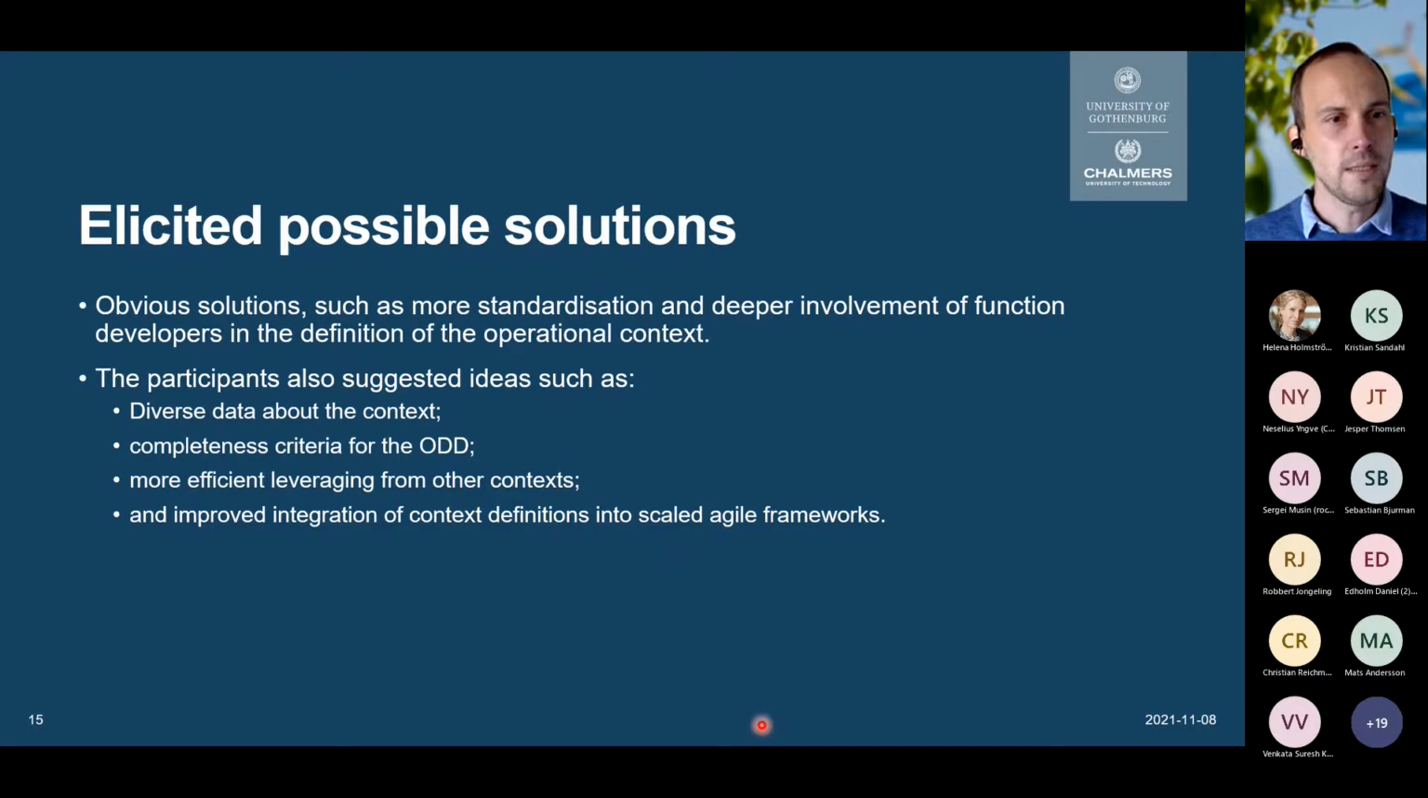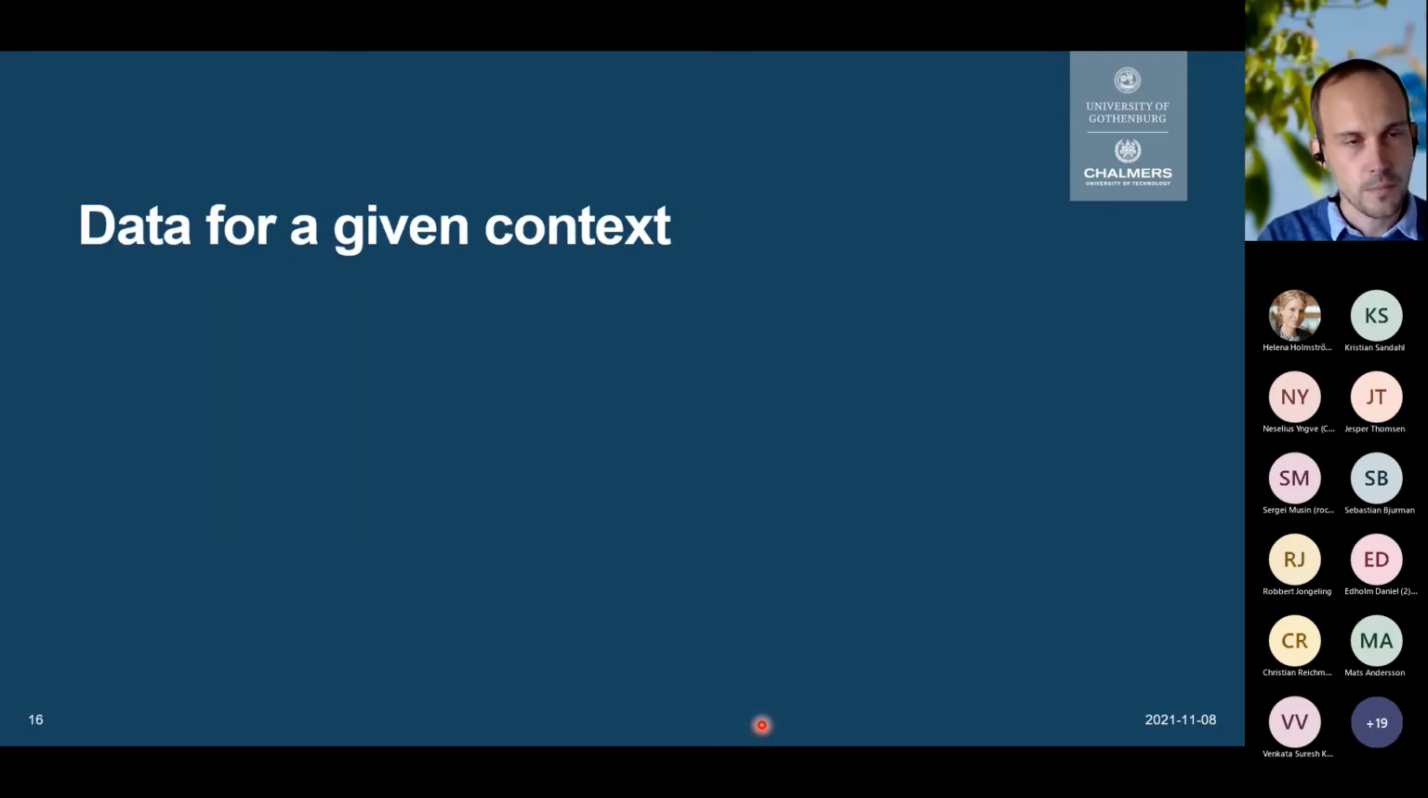You need more completeness criteria for the UDD. You need to understand when you actually cover the entire context with your design domain. And you need more efficient leveraging from other contexts. What that means is that often you have a system that operates in one context and you would like to develop it for another context. Then you could use lessons learned from one context and move them to another context, and this is not happening too efficiently. And improved integration of context definition into scaled agile frameworks is lacking.